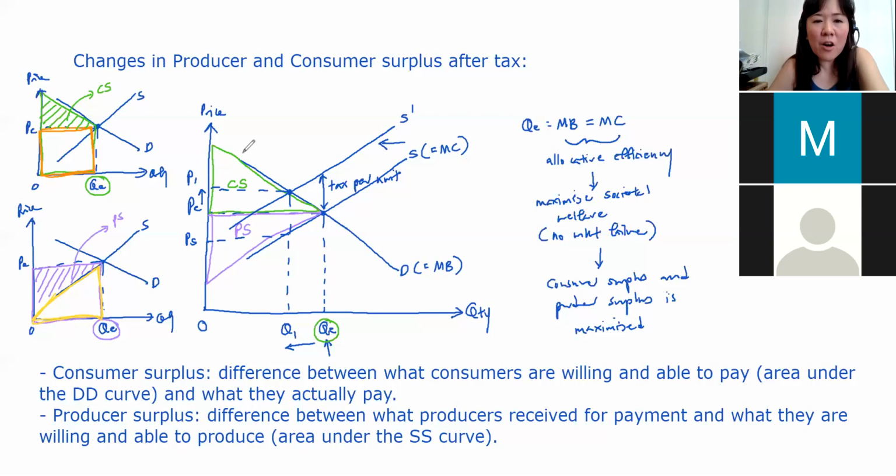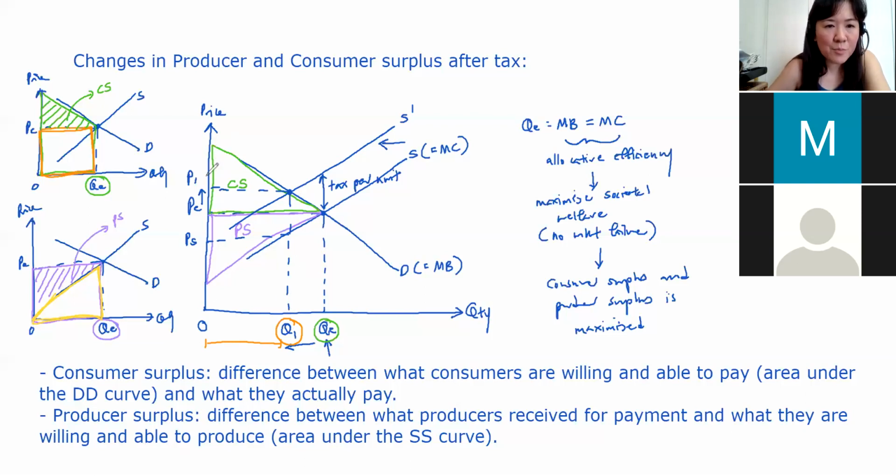The effect of the tax, as we mentioned, is to increase the price from PE to P1. This has the effect of reducing the consumer surplus. Why? For this quantity transacted now, at Q1, using the same analysis as earlier, based on this quantity of OQ1, what consumers are willing and able to pay is the area under the demand curve, which has become smaller. So this is the area.